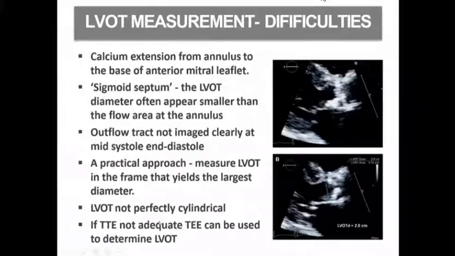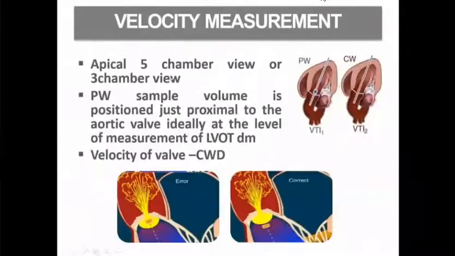The LVOT is not perfectly cylindrical. If TTE is not good, you can go again for the TEE. TEE is recommended whenever you are not getting good imaging in the TTE. For velocity adjustment, the apical 4-chamber or 3-chamber is the best view, and the pulse wave sample volume is placed just proximal to the valve, ideally at the level of the LVOT dimension.